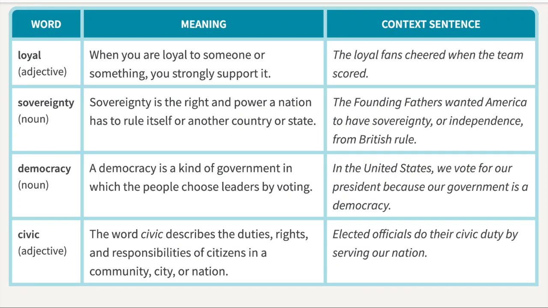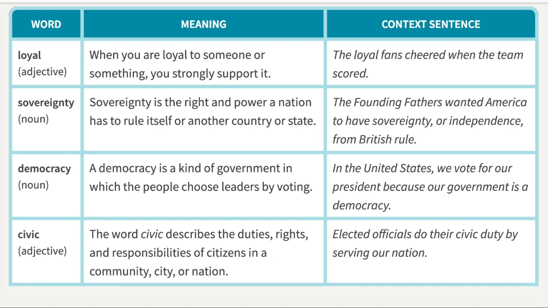Hi, boys and girls. For today's assignment, we are going to be learning some vocabulary words that will help us in our next reading unit. And that's our learning target for today. I can learn new vocabulary words about social studies.